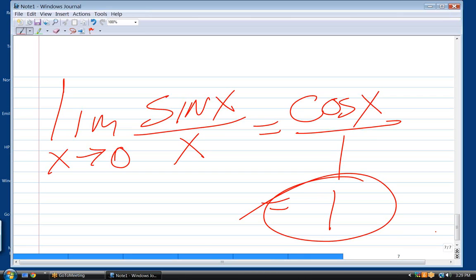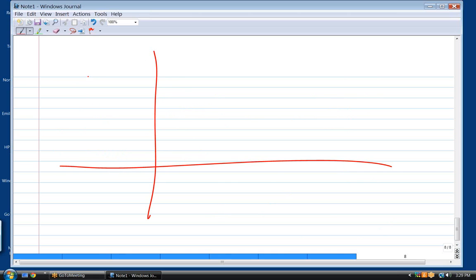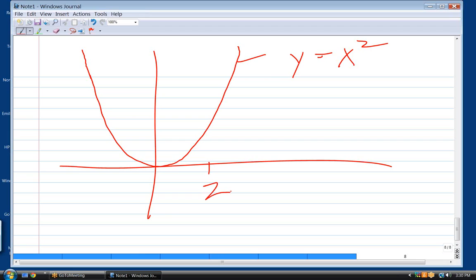Let me just, as long as we have a little time here, have you run into the problem of the slope of the tangent line? The essence of differential calculus is figuring out the slope of the tangent line. If this function is y equals x squared, that's what it looks like, and we want to know what is the slope of the tangent line at x equal 2.